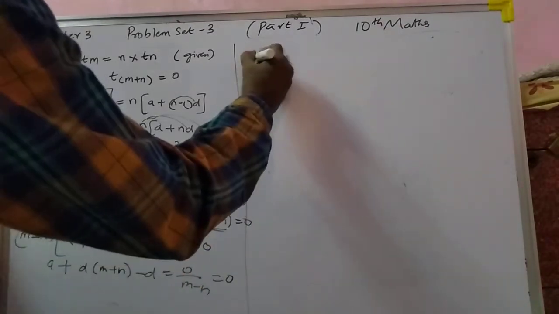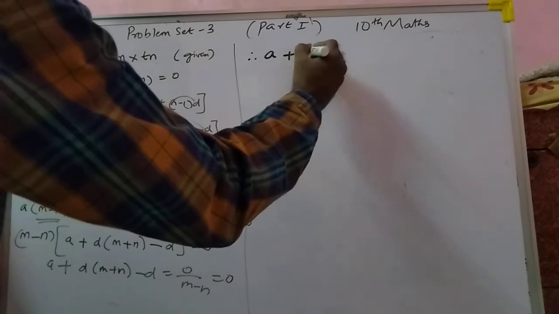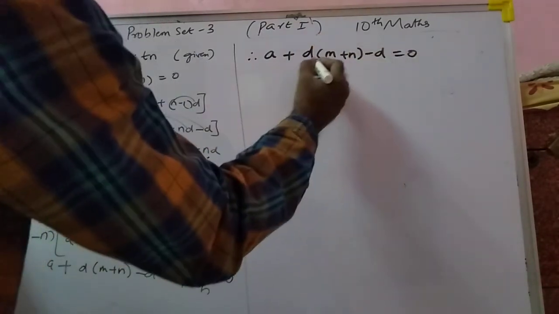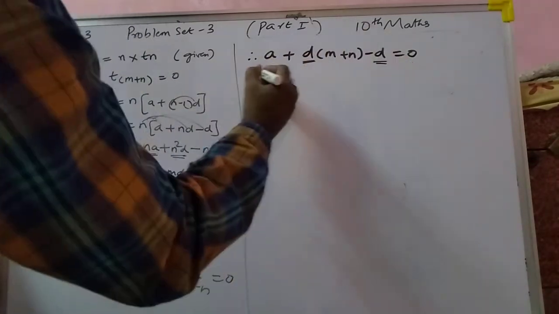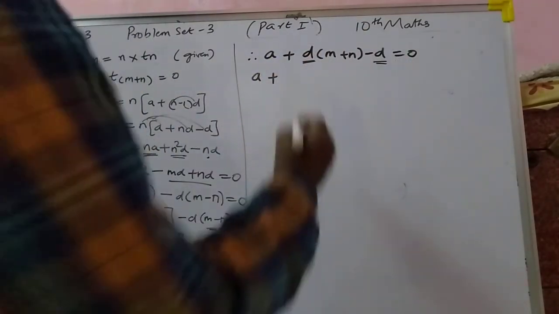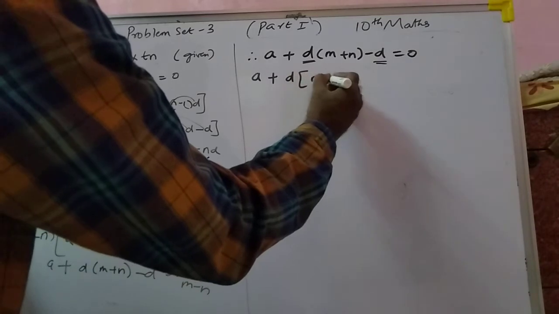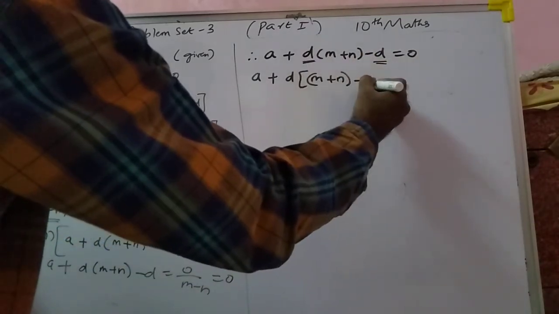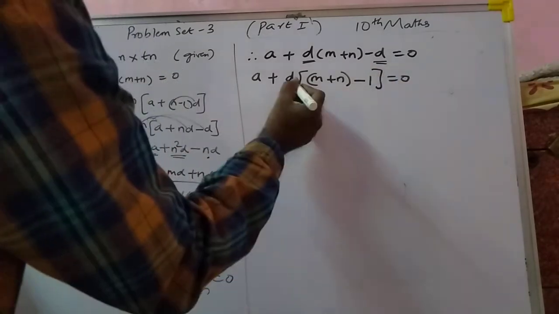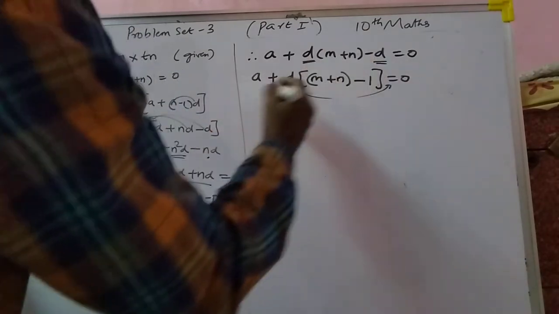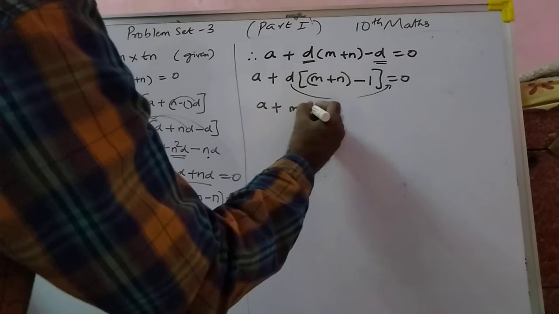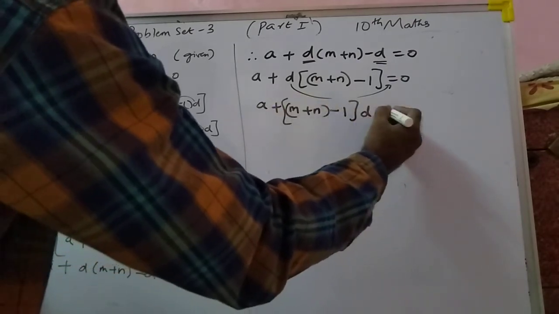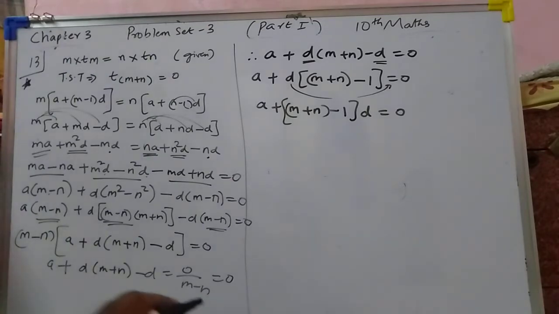So therefore a + d(m + n) − d is equal to 0. Again common is there, take d out, it will become a + (m + n − 1)d is equal to 0.